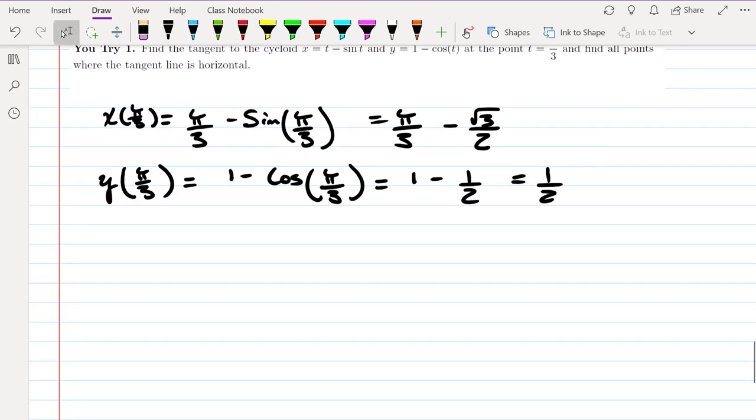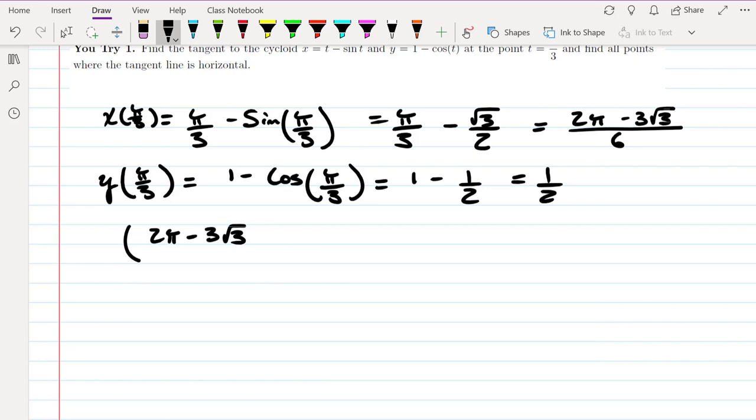So then, if we wish, we can get a common denominator here. So we have 2 pi minus 3 square roots of 3, all over 6. So our ordered pair is (2 pi minus 3 root 3) over 6, comma, 1 half.